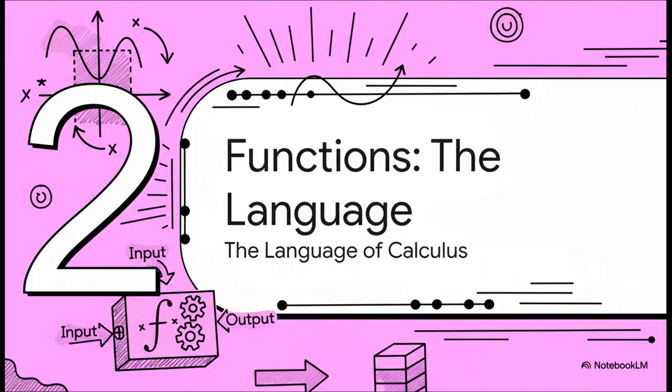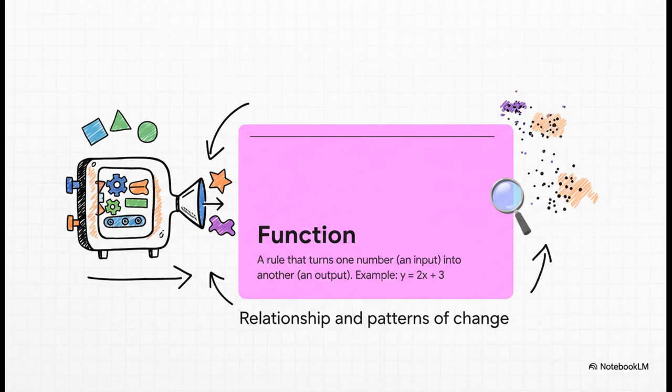Okay, so if we're going to talk about change, we need a way to describe it properly. We need to speak the right language. And for that, mathematicians use a super powerful tool called functions. Just think of a function like a little machine. You put a number, let's call it x, into the machine. The function has a rule, like multiply it by 2 and then add 3, and it spits out a new number, y. That's all it is. Functions are just the language we use to describe these patterns of change.